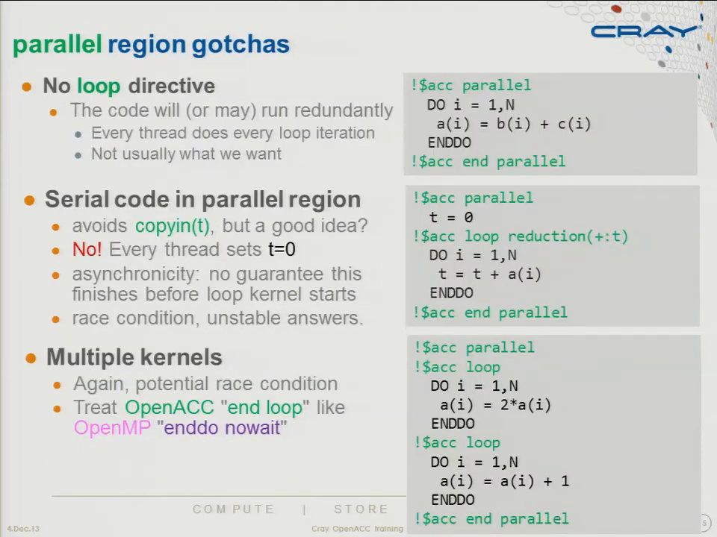So here, what's gone wrong? Every thread does every loop iteration because we forgot a loop directive. Here, it's the same thing. There's a race condition because there's no barrier after this is set. Here, we had a good idea that, well, why don't we get overlap of these kernels on the GPU by using 2 loop directives inside one parallel region? There's a race condition between here.